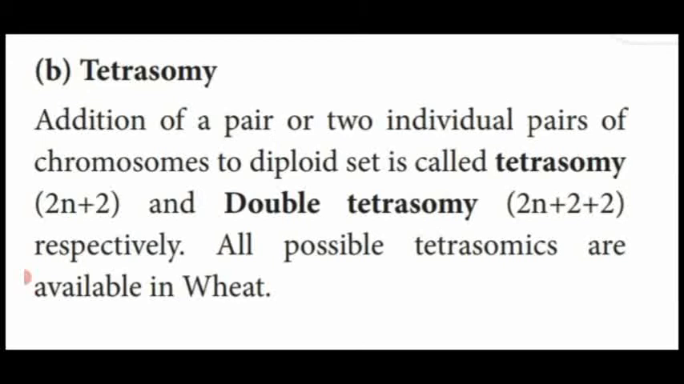So the tetrasomy formula is 2n plus 2. We are adding an individual pair of chromosomes. Pair means 2. Already diploid, 2n plus 2 is tetrasomy. Again, if we add two more sets of chromosomes along with the diploid set, it is known as double tetrasomy. Formula 2n plus 2 plus 2.